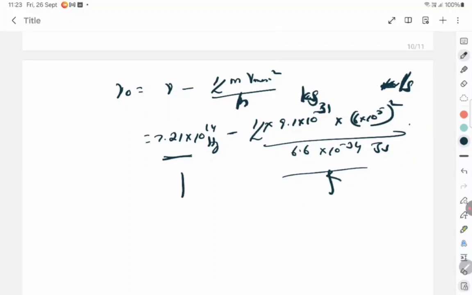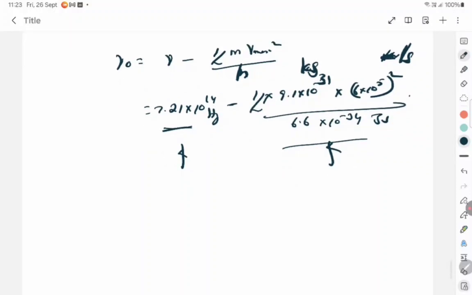Just calculate this value and subtract it, you will get the frequency. So that frequency when you calculate should turn out to be 2.47 into 10 to the power 14 hertz. Make sure you are doing the calculations right. Just check and see if you are able to arrive at an answer.